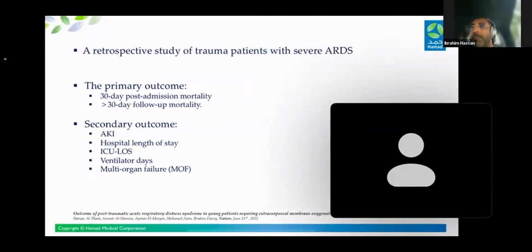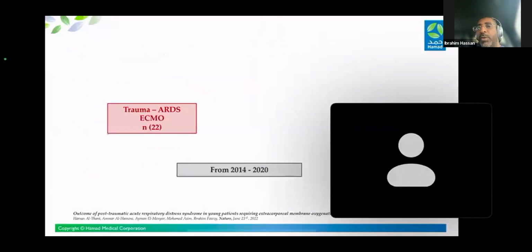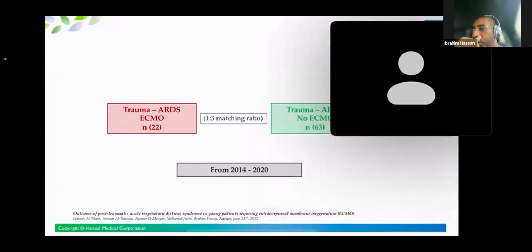This was a retrospective study in a single center. However, this single center represents the whole country, so it's diverse because all the trauma patients come to the one center. We looked at the primary outcome of 30-day post-admission mortality, and more than that, follow-up mortality as well. These are some of the secondary outcomes that we will touch base on. It was easy to identify the trauma patients because their number was not high. We have 22 up to 2020. We did 1-to-3 matching, so we included trauma patients with ARDS who did not require ECMO, and we tried to match them with the same group.